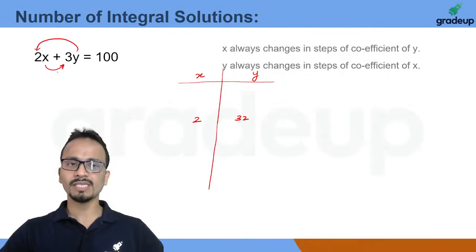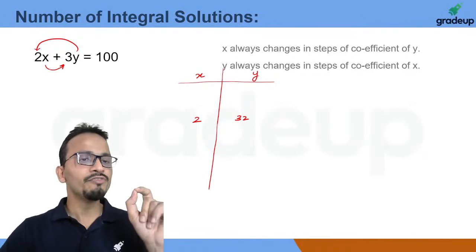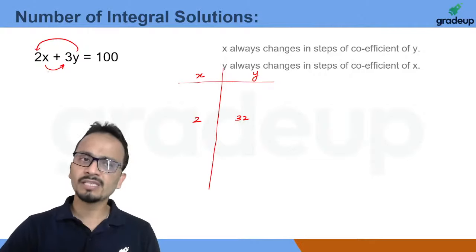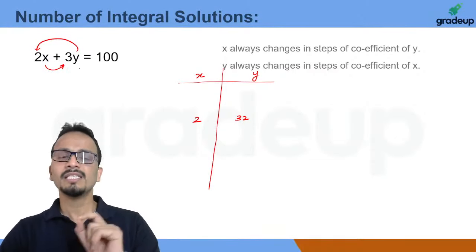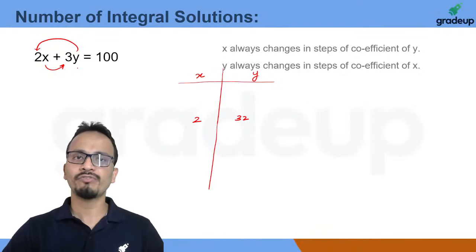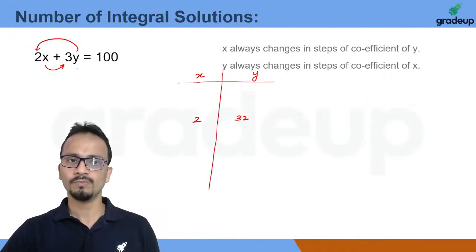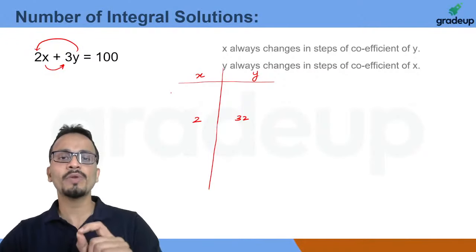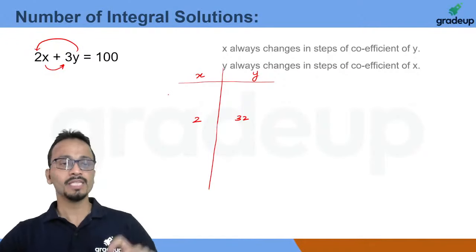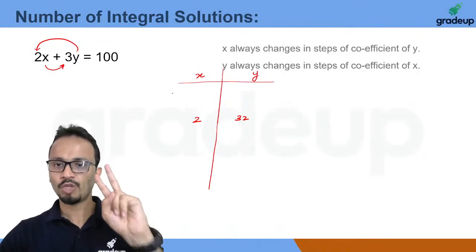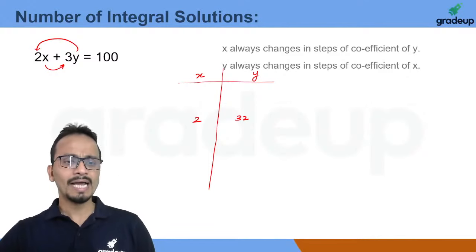So in simple terms, in this case, I can say that if x changes by the coefficient of y, that means if x changes by 3, then the value of y will change by the coefficient of x, that is 2. This will happen in each and every case, and you can remember this. This will always happen when we are dealing with linear equations in two variables.